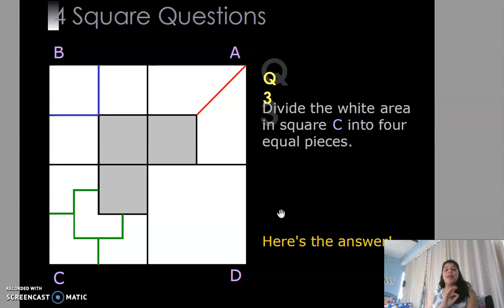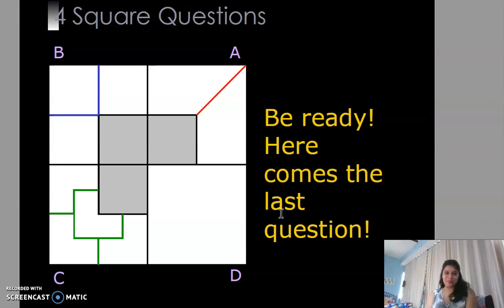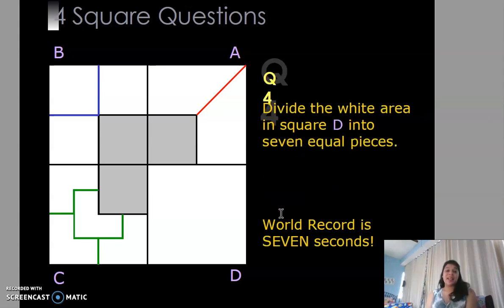Now I'm going to move to my last question, a very important question. Basically the most important question of this whole puzzle. Be ready. Here comes the last question. Divide the white area in square D into 7 equal pieces. I repeat, divide the white area in square D into 7 equal pieces. World record is just 7 seconds. So someone has figured this out in just 7 seconds. Try to use.